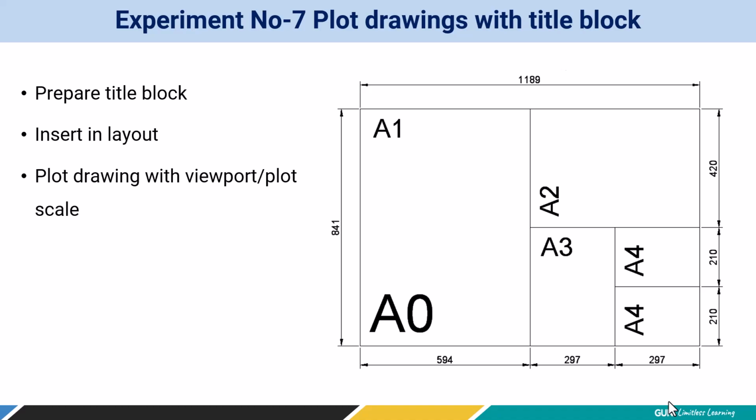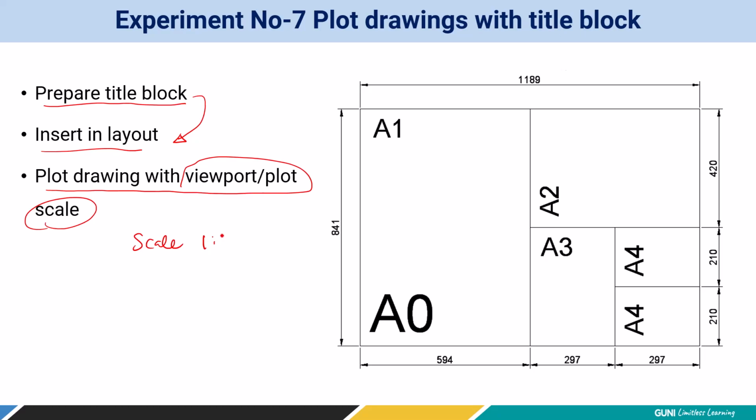Now in experiment number 7, students will have to plot the drawings they have drawn in earlier experiments. In this, they have to prepare a title block, prepare the layout, and insert the title block over there, and they have to plot the drawing by making viewports, and ultimately they have to plot this drawing with a scale, either 1:1 or 1:2. So this is the goal of this experiment.